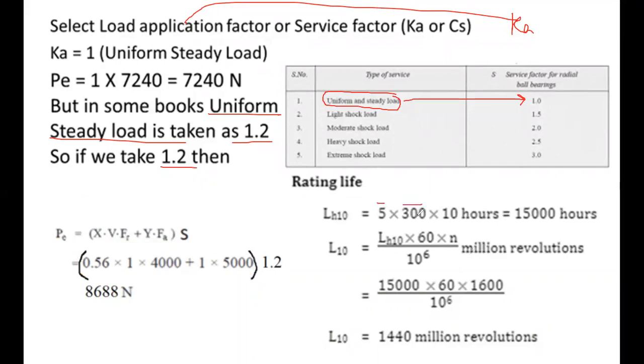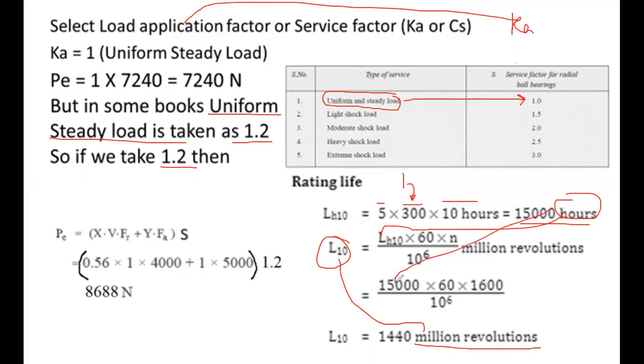It is given for 5 years, 10 hours per day. We assumed that in a year, working days are going to be 300 working days. So 15,000 hours. We have found out this. So life is in hours. We have to convert it into million revolutions. So the formula is again there in Bhandari Design Data Book. L10 is LH10 into 60 into N divided by 10 raised to 6. This is 15,000 hours. Life in hours, 60.